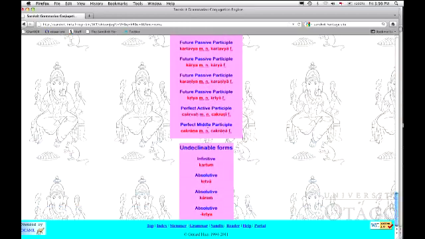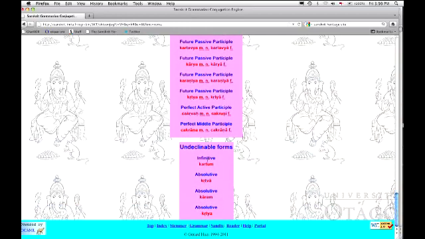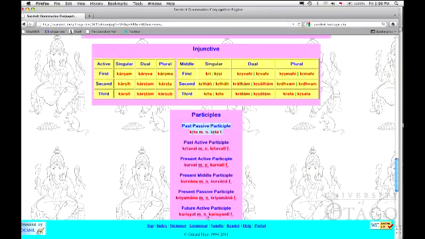We will study the others in the next lesson, such as the infinitive, kartum, and the absolutives, kṛtvā and kṛtya, here. So it's a really good website. You can see this website from this one. Now let's see.